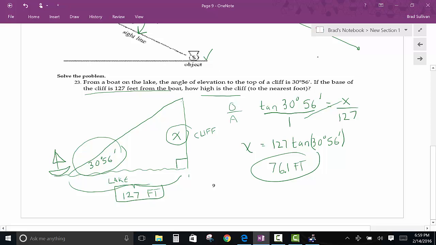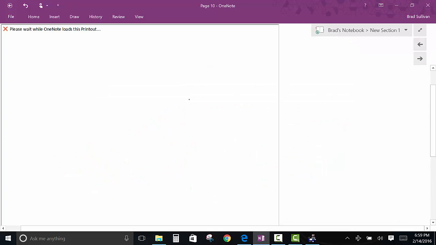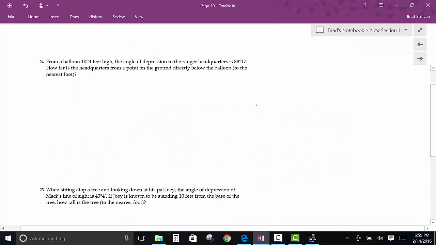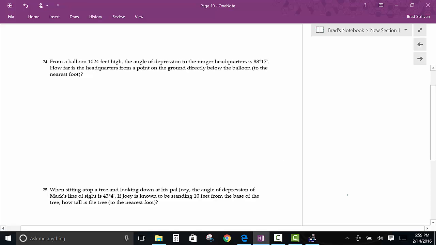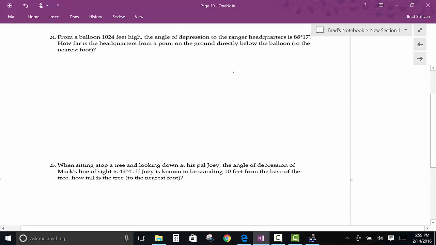Okay, so let's go to the next page, and let's look at a couple other things. This next problem, what I want to look at on this next problem is, okay, you have a balloon that is a certain distance high. So let's draw our hot air balloon.